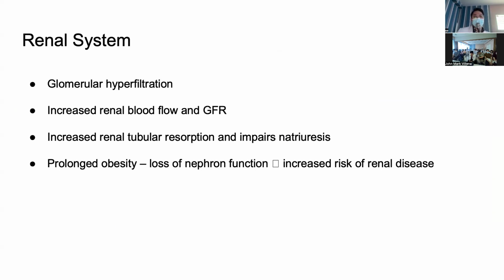Now, for the renal system, obesity is associated with glomerular hyperfiltration as evidenced by increased renal blood flow and increased glomerular filtration rate. Excessive weight gain increases renal tubular resorption and impairs natriuresis through activation of the sympathetic nervous system and RAS, as well as physical compression of the kidney. In prolonged obesity, it may result in loss of nephron function, increasing risk of renal disease.